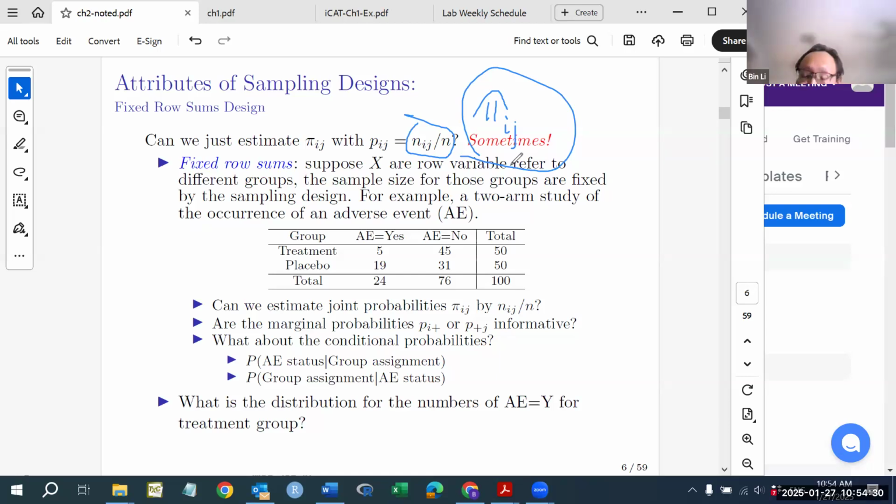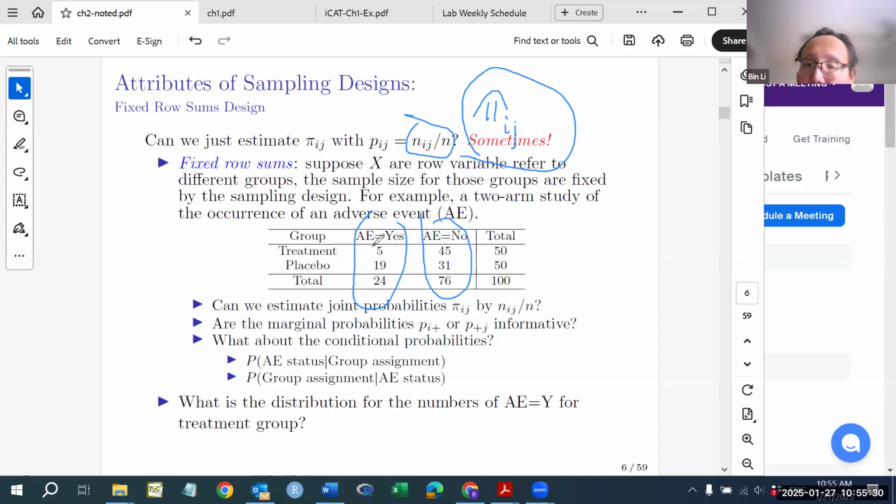Okay, so here just give you some example. So for the fixed row sums, suppose X are the row variables, refers to different groups like the treatment and placebos. Okay, and then we have the two-arm study of occurrence of an adverse event, AE. So AE is yes or no. So this one means having the adverse event. This one, no adverse event. Okay, for the treatment and placebo. And of course, this is a two-arm study. We have the equal number of subjects in the treatment and placebo.